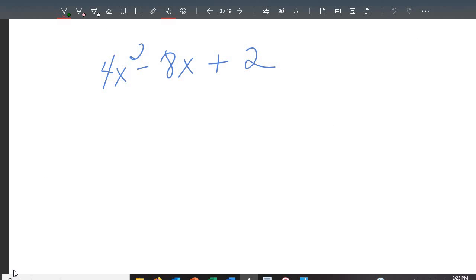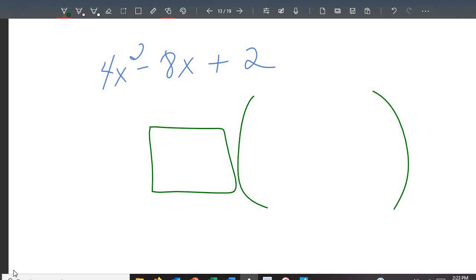All right, let's take this one. I'm going to draw my little boxes in. We're going to start with the numbers 4, 8, and a 2. They're all divisible by 2. So we're definitely going to put a 2 in the parentheses.